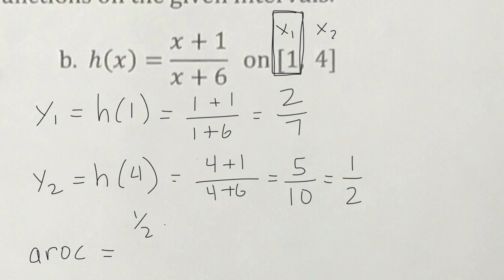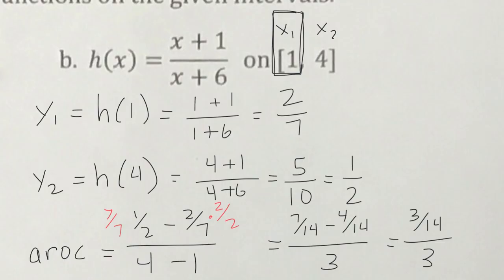Now let's find our average rate of change, also known as the slope. So 1/2 minus 2/7, y2 minus y1, divided by 4 minus 1, x2 minus x1. So we can simplify our average rate of change down to 3/14 divided by 3. Anytime we see a fractional division, so we have a fraction divided by a non-fraction, we're going to stop and do multiplication by the reciprocal instead. So we're going to make the bottom a 3 over 1. Division is the same as multiplication by the reciprocal.